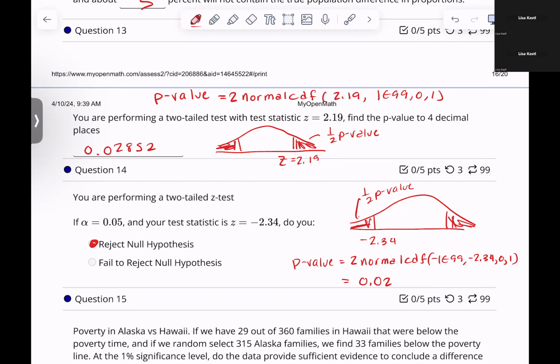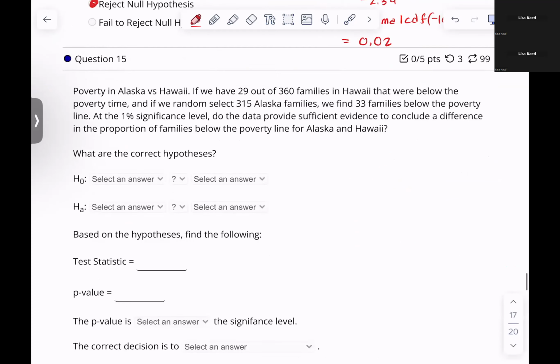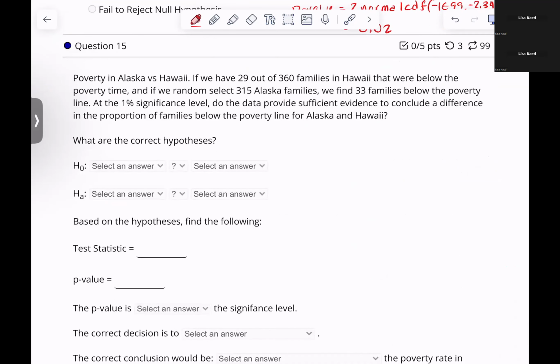Okay. I've got 4 minutes, so let's just go over what each of these will be. Poverty in Alaska. So they're giving you 29 out of 360. So it's some kind of proportion, correct? But you're comparing two proportions. You're comparing Alaska and Hawaii, correct? So this is a 2-proportion z-test. Because you're comparing 2 different proportions. And we're looking to see if they're different.